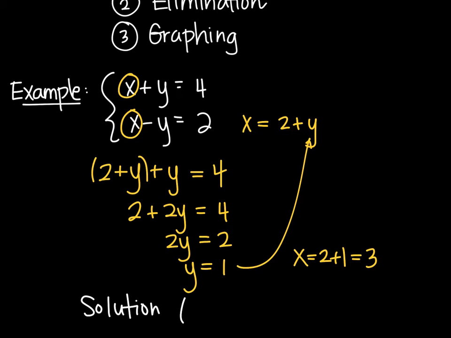1 for y and 3 for x is written 3 comma 1. What does that look like? A coordinate. Okay, it is. It's written intentionally to look like a coordinate. So that's an example of substitution. And some of you could have figured that out on your own.